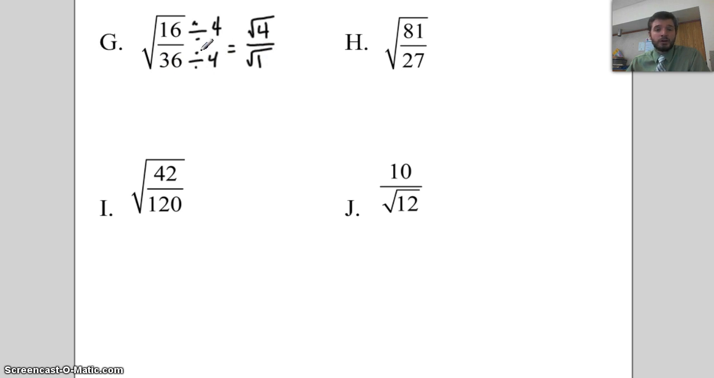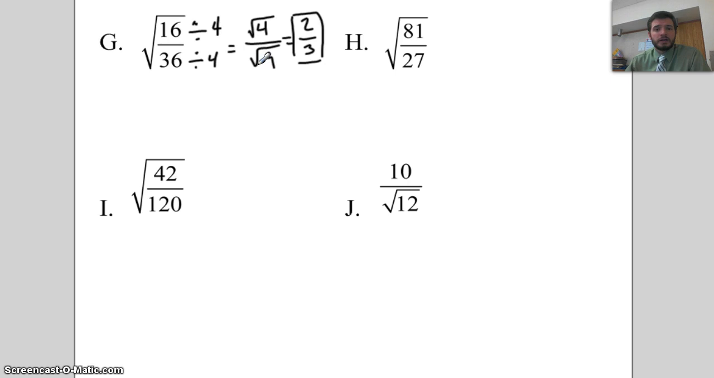Okay, sorry. So it won't reduce quite yet. It won't be perfect yet, but that's okay. Over the square root of 9. Okay, so square root of 4 over the square root of 9. I was right. We're good. And then the square root of 4 is 2, and the square root of 9 is 3.